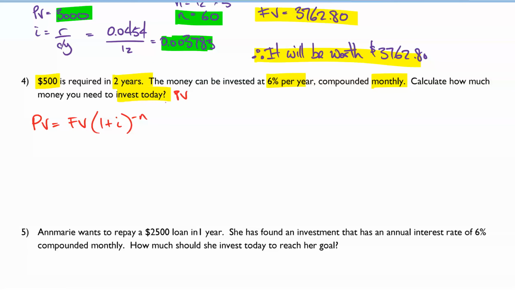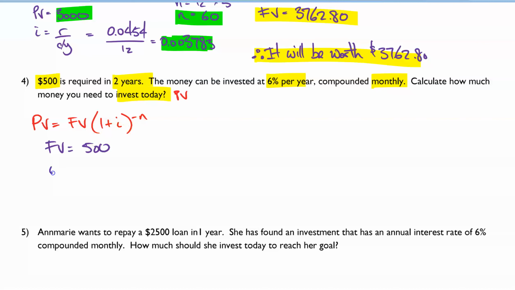All right, let's try this. What do we have? Future value. $500 is required in 2 years. That means you don't have it right now. That's money in the future. You got 2 years, that's the total amount of years. We're going to use that. But what else do we need?